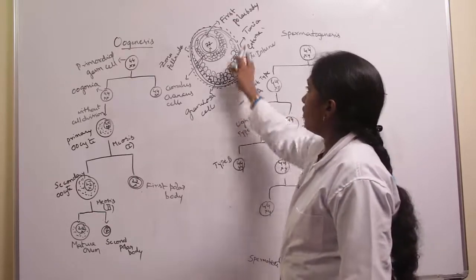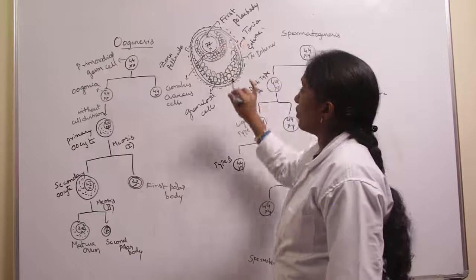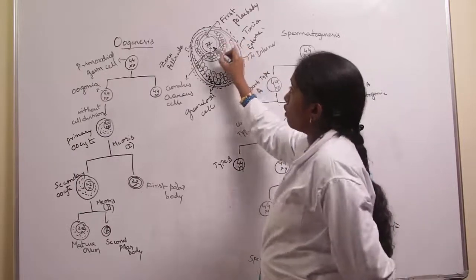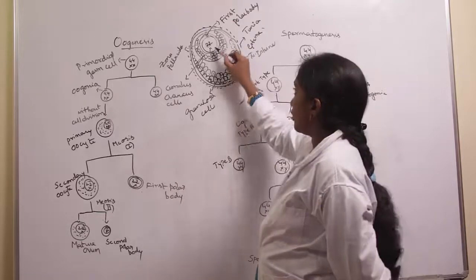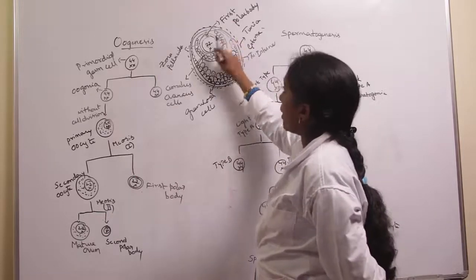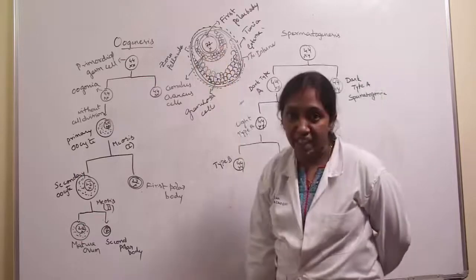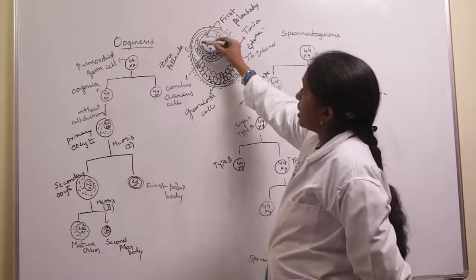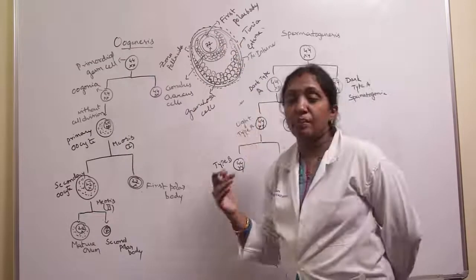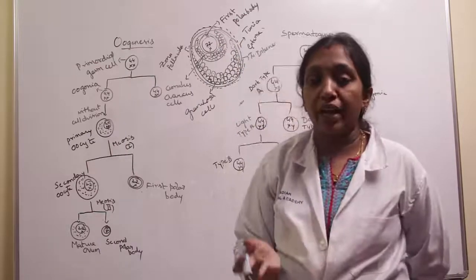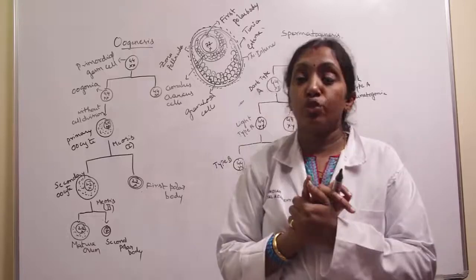So here you can see the structure of the Graafian follicle. This is the secondary oocyte, which means it has undergone the first meiotic division. So you will be able to see only the haploid number of chromosomes, 22X, and the first polar body in the perivitelline space. This is surrounded by the zona pellucida, a membrane made up of glycoprotein with numerous microvilli-like projections which provide nutrition to the oocyte.